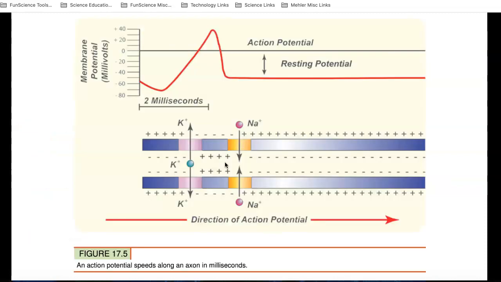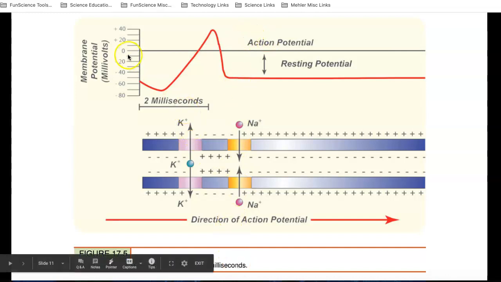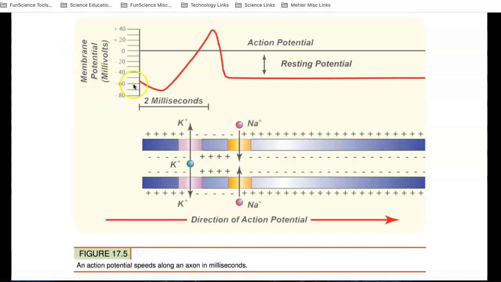So here's another way of looking at resting potential versus action potential. Action potential is another name for the impulse itself. So in this action potential, it speeds along the axon in milliseconds, thousandths of seconds. And note over here, the membrane potential is measured in millivolts. It looks like somewhere between 0 and 40 millivolts and 0 and negative 80 millivolts.